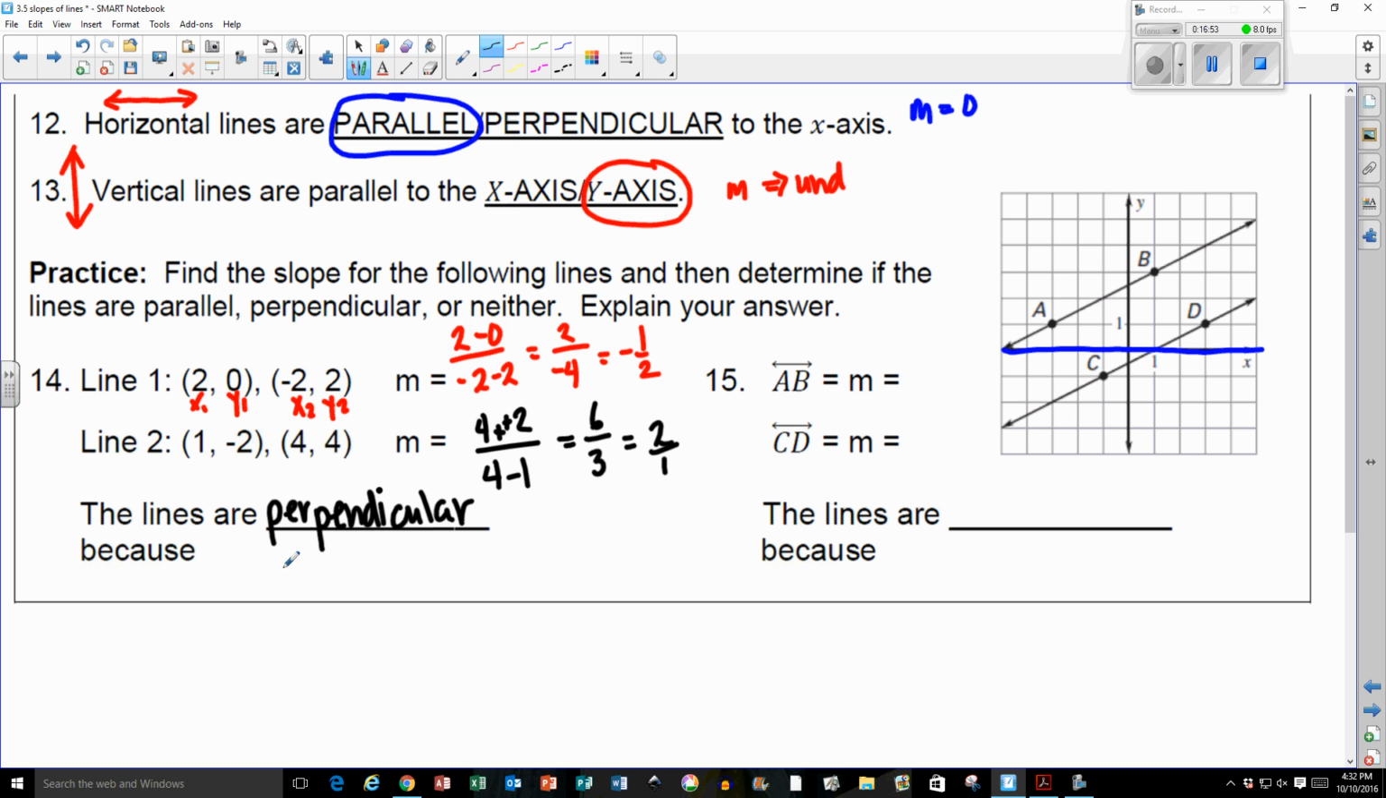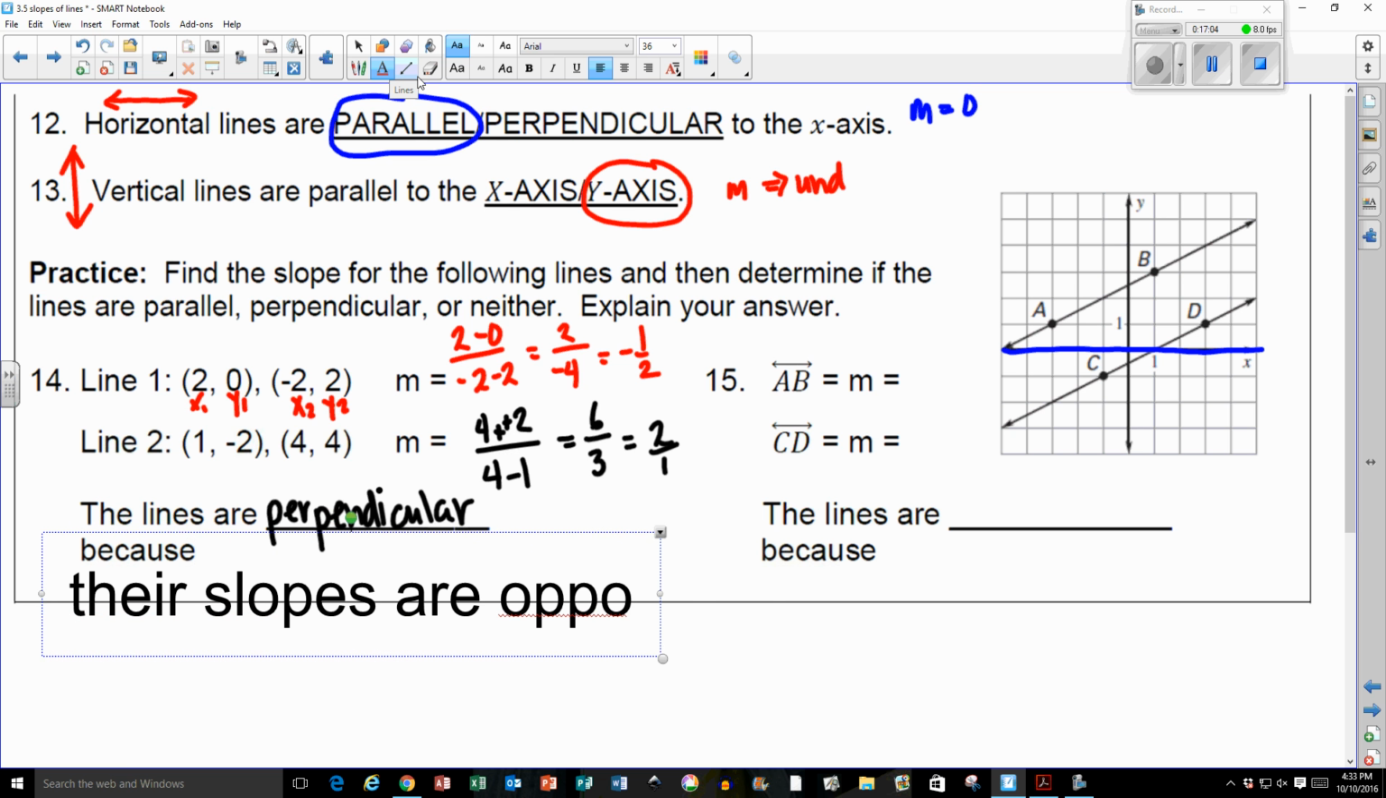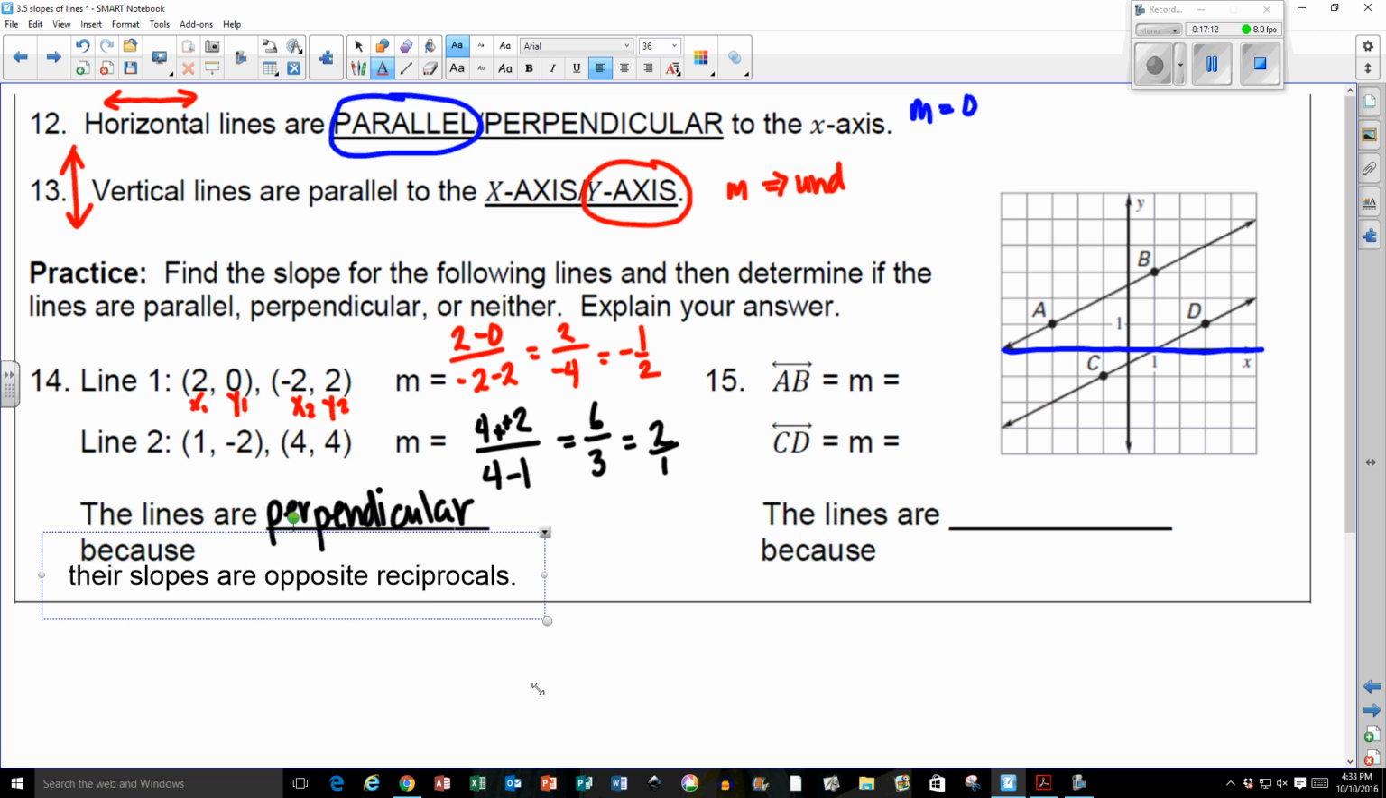And because their slopes are opposite reciprocals, here, I'll type that so you guys can actually read it. So because their slopes are opposite reciprocals. And we'll make that workable there.